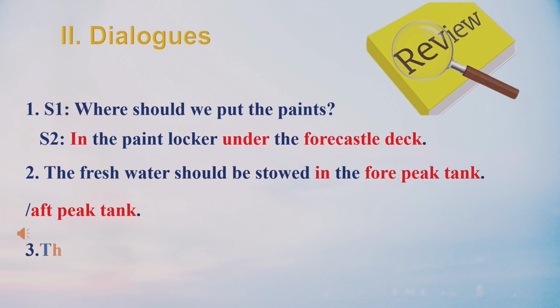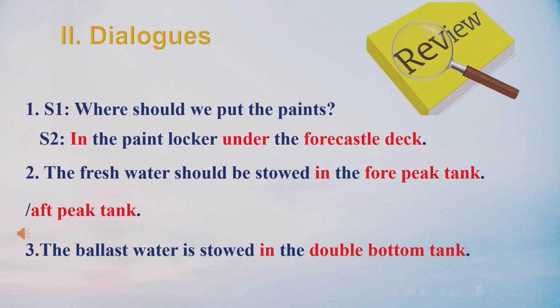Drills. 1. Where should we put the paints? In the paint locker under the forecastle deck. 2. The fresh water should be stored in the fore peak tank. The fresh water should be stored in the aft peak tank. 3. The ballast water is stored in the double bottom tank.